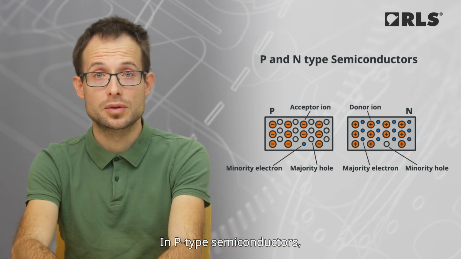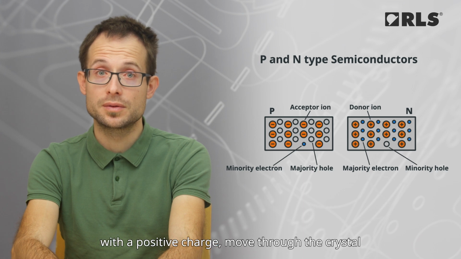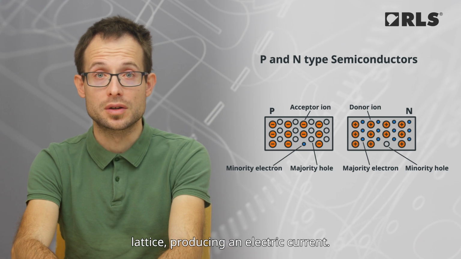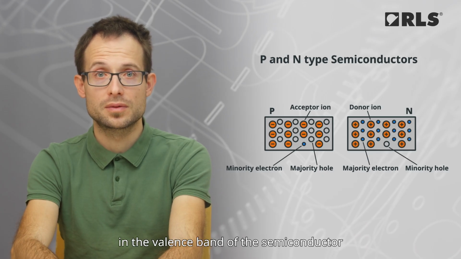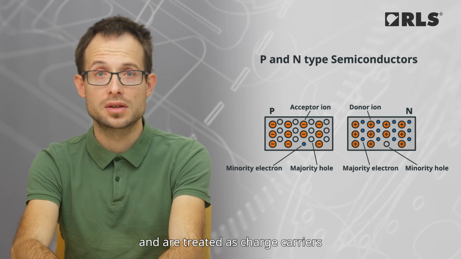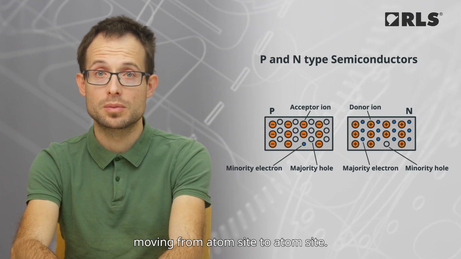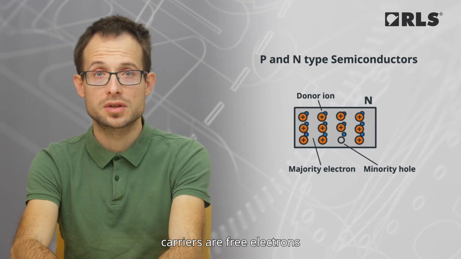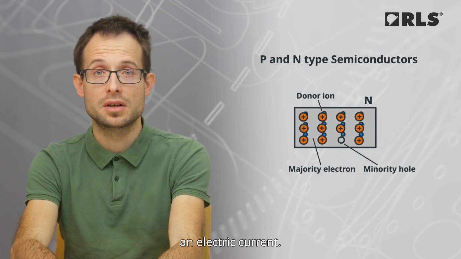In p-type semiconductors, majority carriers, known as electron holes with positive charge, move through the crystal lattice, producing an electric current. The holes are electron vacancies in the valence band of the semiconductor and are treated as charge carriers because they are mobile, moving from atom site to atom site. In n-type semiconductors, majority carriers are free electrons in the conduction band, moving through the crystal, resulting in an electric current.